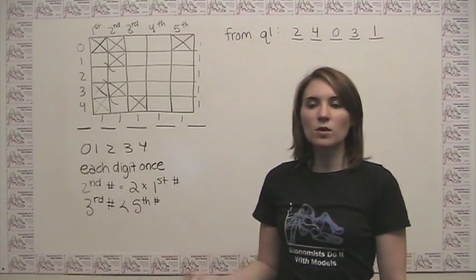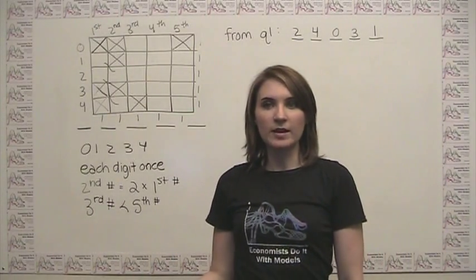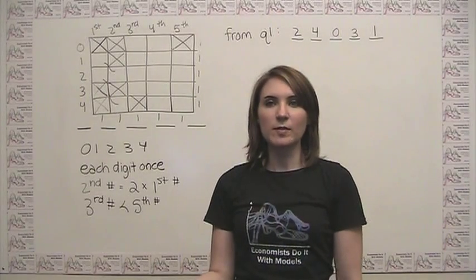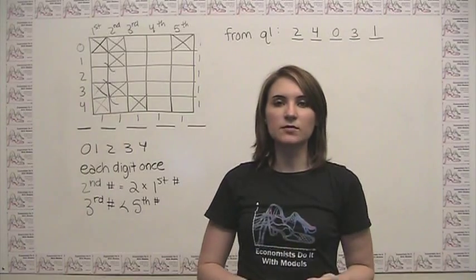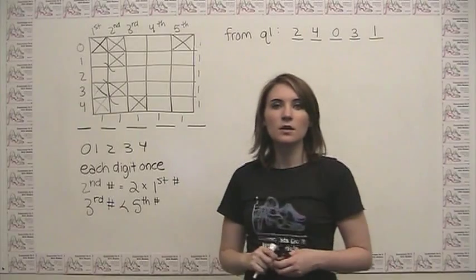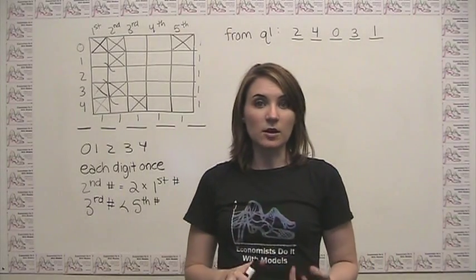Question 2 reads, which one of the following must be true about any acceptable product code? So in this case, we're not given any additional information, and we should be able to deduce this from what we have already here. The answer choices are as follows.